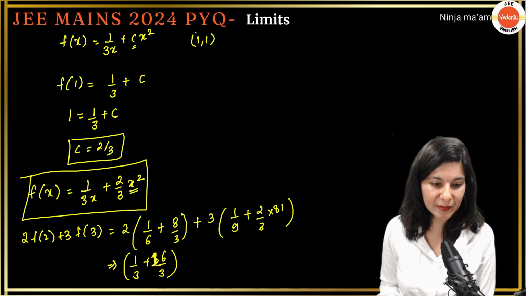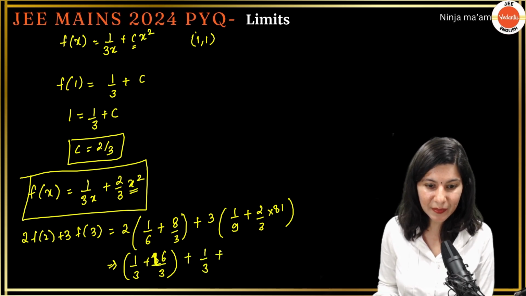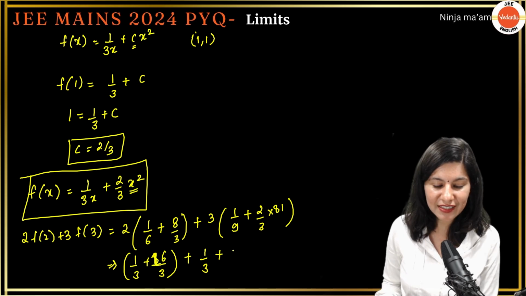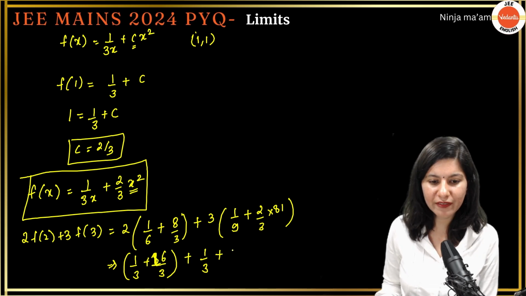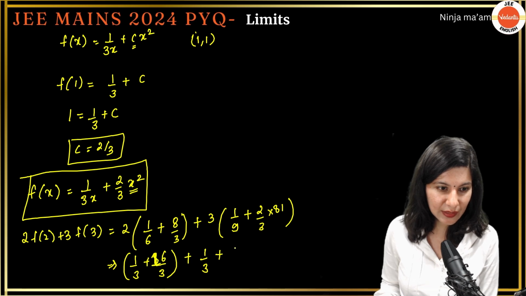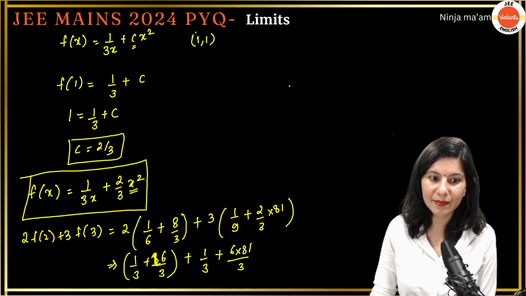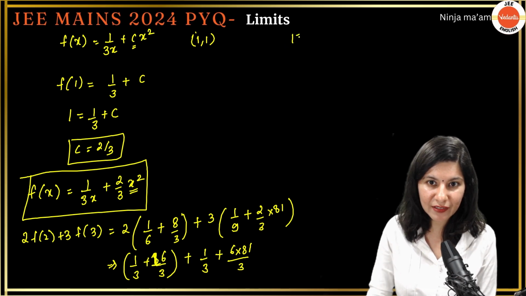Right? 1 by 3 plus 16 by 3 plus. Now if I multiply 3, so 1 by 3 plus 3 cancels. So that is going to be, oh, if I do not even cancel 3. So 3 cancel, 2 by 3 into 81. 3 to the 6 into 81 by 3. Let's take LCM. Finally, you are going to get 17 by 3 plus 1 plus 81 into 6.